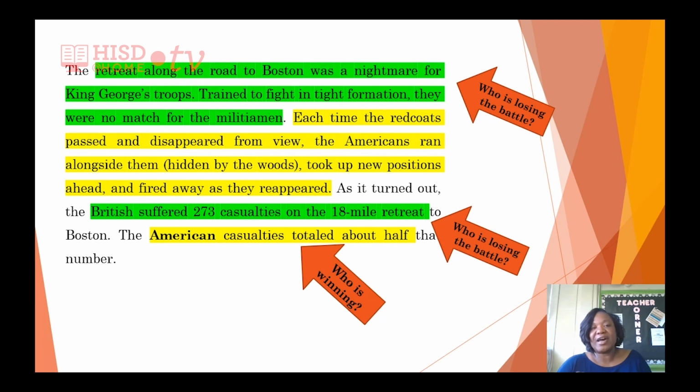Who is losing this battle? Again, I have highlighted in green. Okay, you see where it says retreat along the road to Boston was a nightmare for King George's troops. Even though they were trained to fight, they were no match at all for the militiamen. And then who is losing the battle again? I highlighted again that the British suffered 273 casualties. But then here I have who's winning? The Americans. They had half of the casualties that the British had.